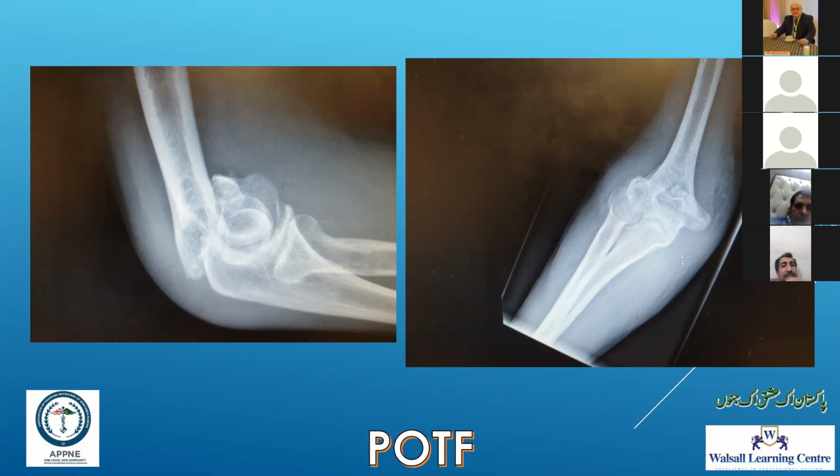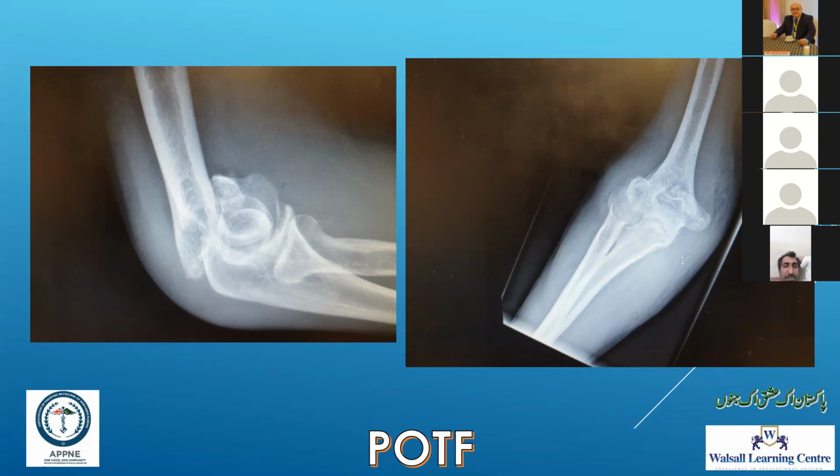So where do you offer non-operative management in supracondylar fractures? Sir, in supracondylar fracture, usually the non-operative treatments fail. Mostly we go for the operative treatment at this age. Listen to the question. My question is, where will you offer non-operative management? Sir, I will offer the operative. I know you will, but I'm asking you, where will you offer non-operative?